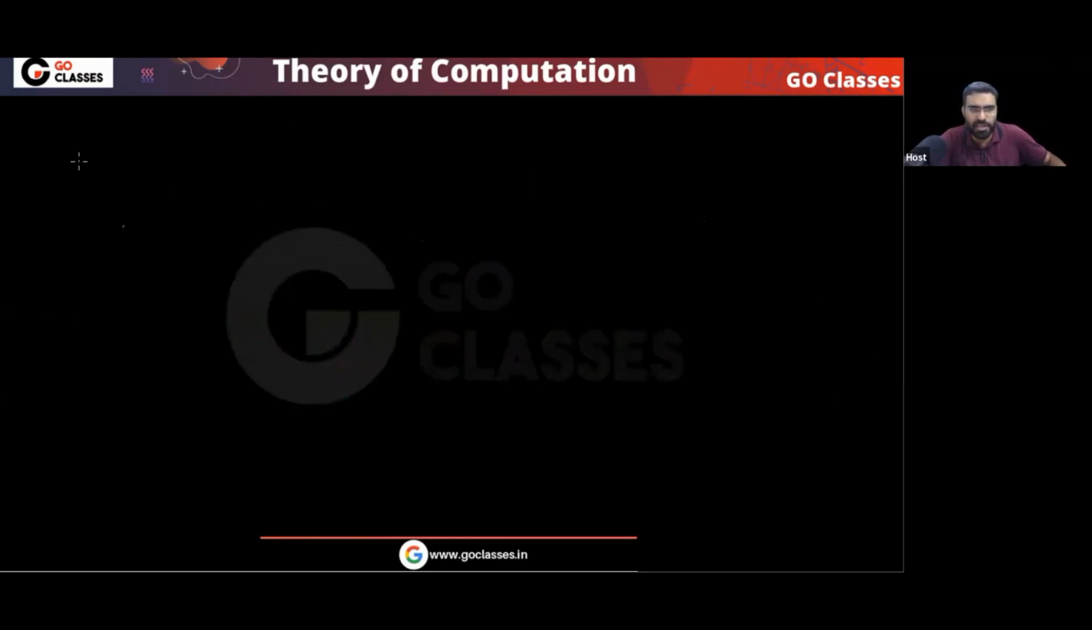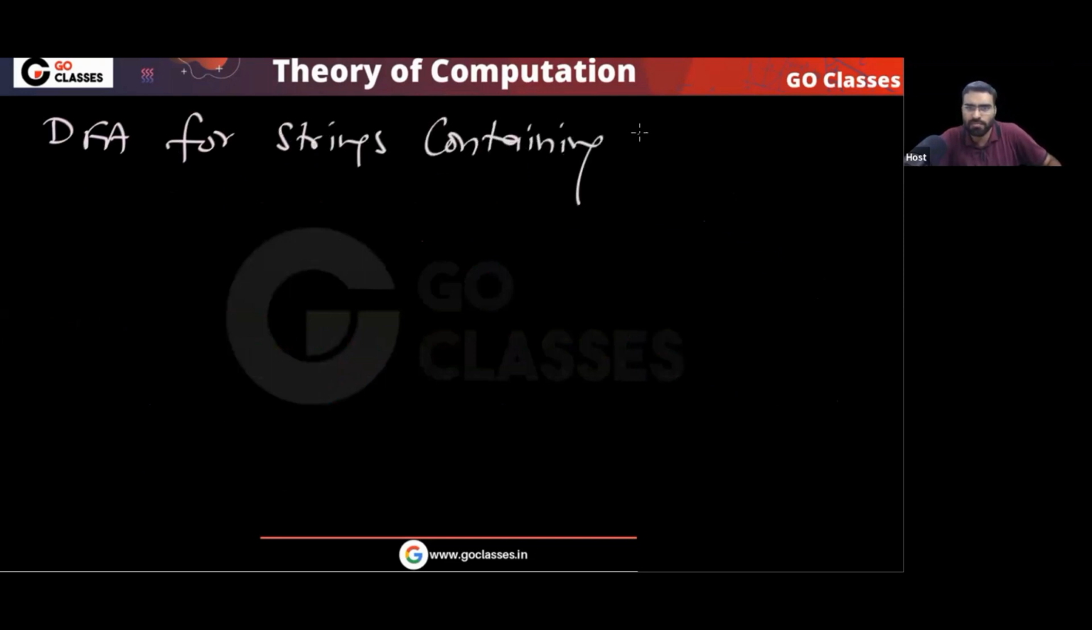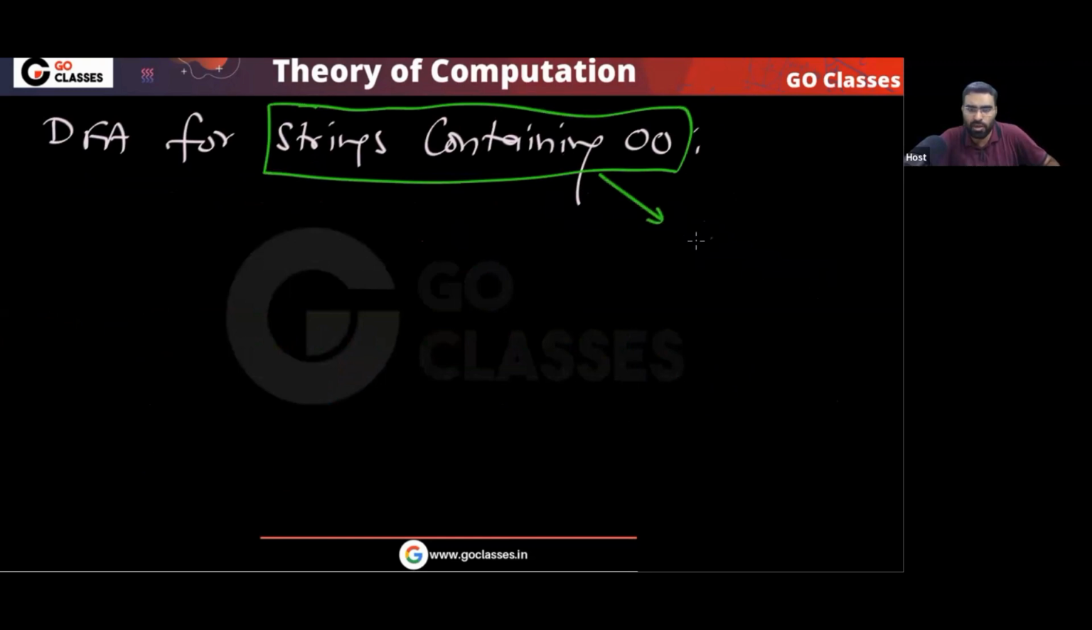You can also create the opposite. For example, if I tell you to create a DFA for strings containing 00, how will you do it? The regular expression for strings containing 00 is sigma star 00 sigma star. How will you create a DFA for this language?